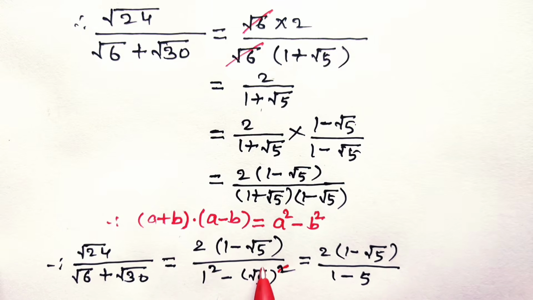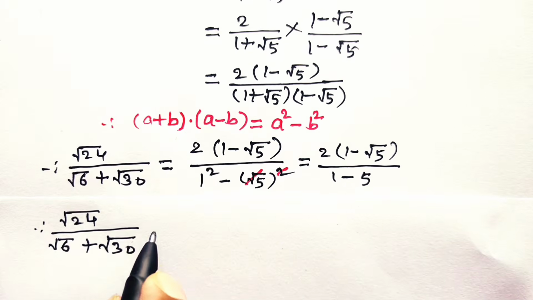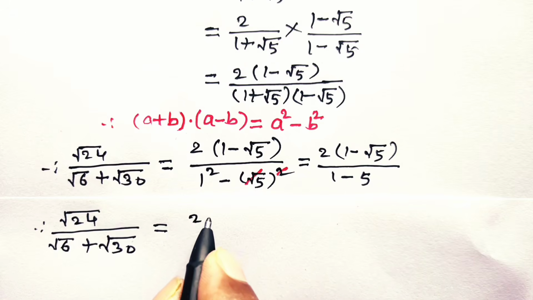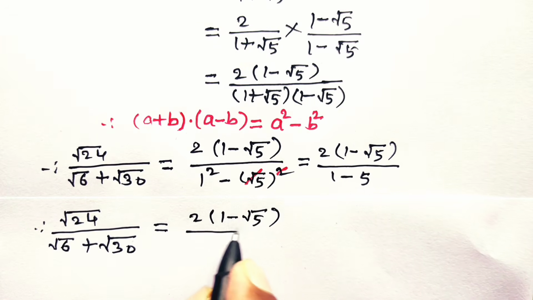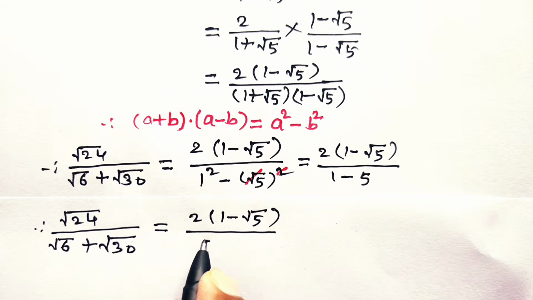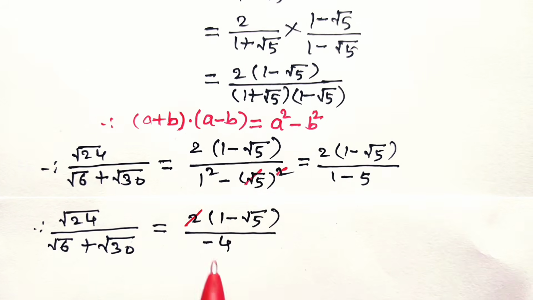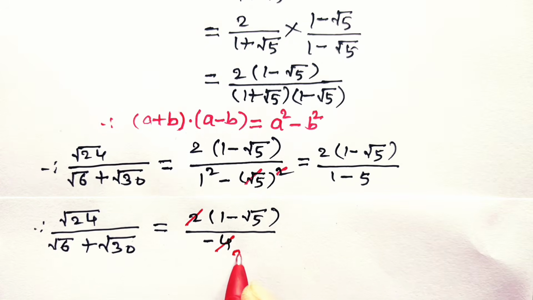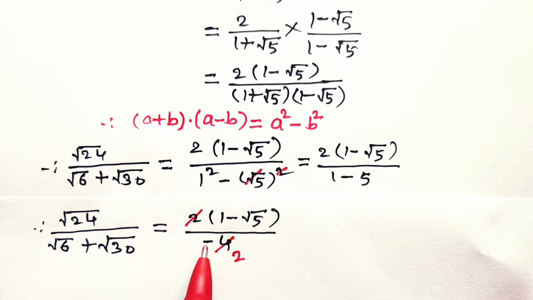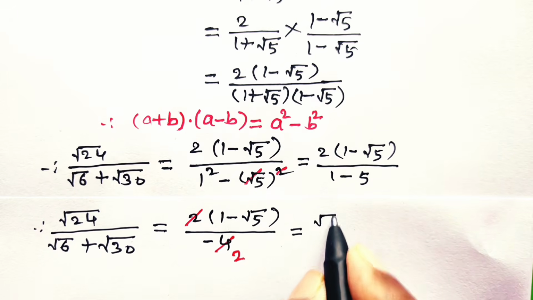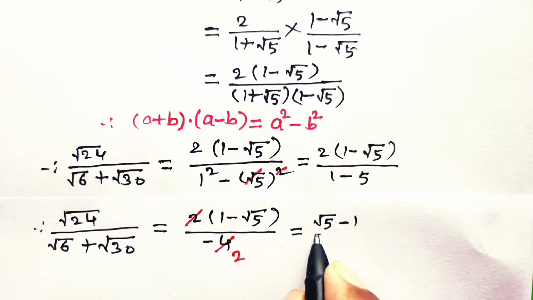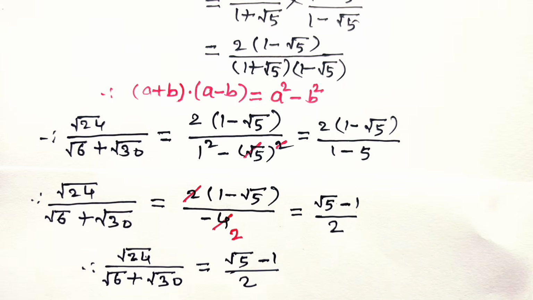This square cancels with this square root. Hence we can write 2 into 1 minus root 5 divided by 1 minus 5, which is minus 4. This 2 cancels with this 4, 2 twos are 4. Multiply this bracket by minus 1. Hence this is equal to root 5 minus 1 divided by 2. This is the simplified form of the given number which is appearing in the bracket.